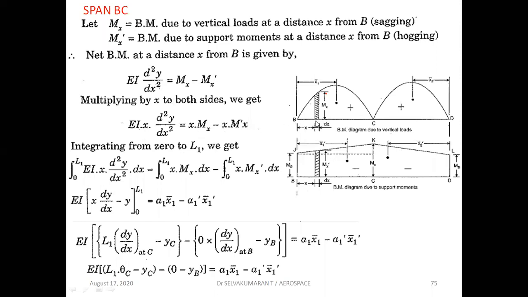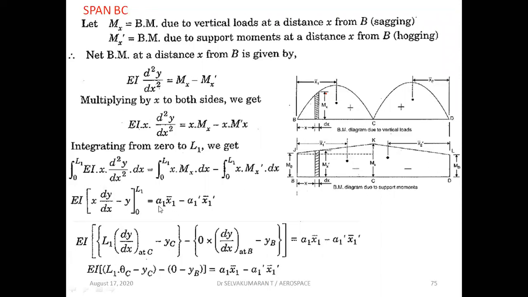So this x is the CG distance from B in both the cases, and if we integrate this between the limits 0 to L1, EI x d²y by dx² into dx, 0 to L1, minus 0 to L1 x M_x into dx, minus 0 to L1 x M_x dash into dx. Now this M_x into dx is nothing but the area of this small strip. So when I integrate for this entire bending moment over the span BC, I can call it A1.